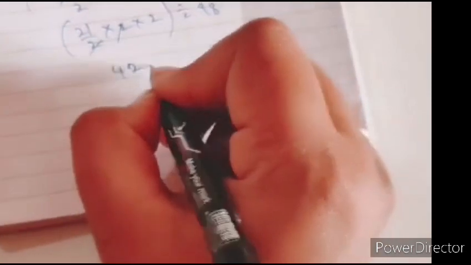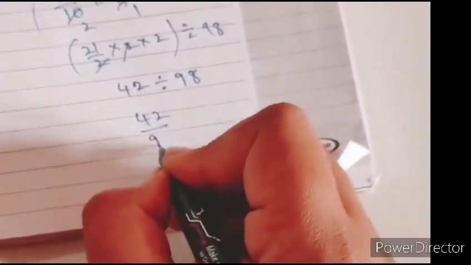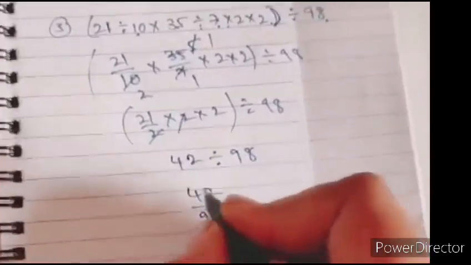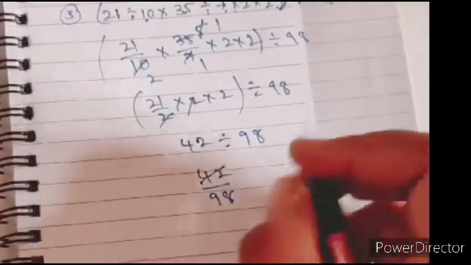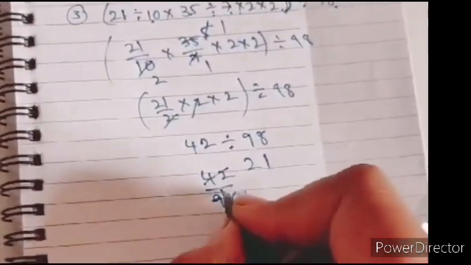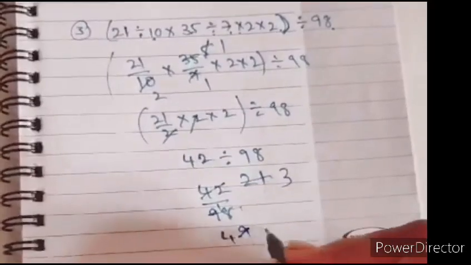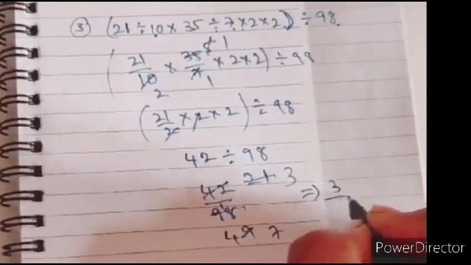So next 21 2s are 42. Divide 98. Here 42 divide 98. So 2 2s are 4, 2 1s are 2. Here 2 4s are 8, 2 9s are 18. Next 7 3s are 21, 7 7s are 49. So the answer is 3/7.